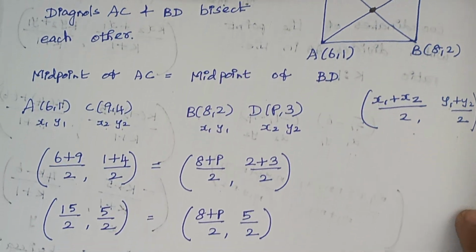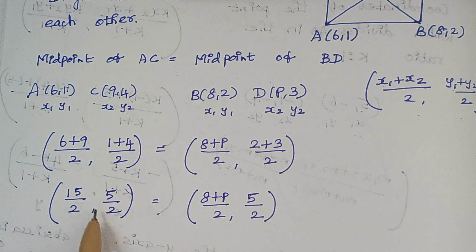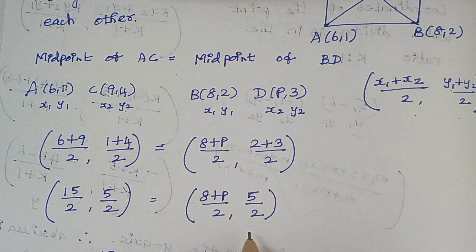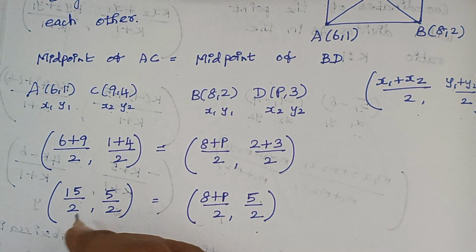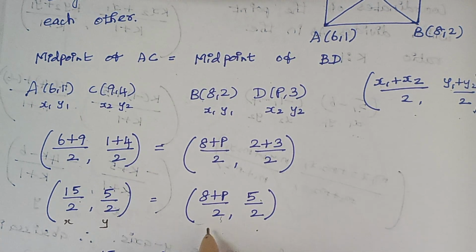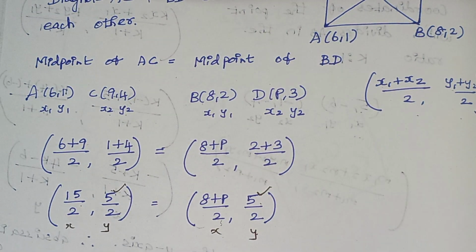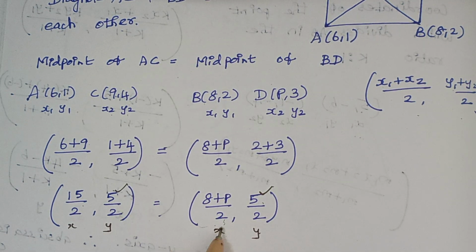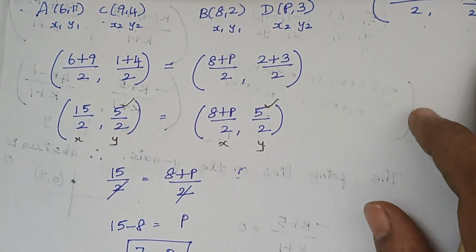Once you simplify, 6 plus 9 gives 15. So 15 by 2, comma 5 by 2, and here it is (8 plus p) by 2, comma 5 by 2. Here we are expected to find the value of p. When you notice, this represents x, y and this represents x, y. The y coordinates are equal, and the same way the x coordinates are also equal. So once you equate, 15 by 2 is equal to (8 plus p) by 2.